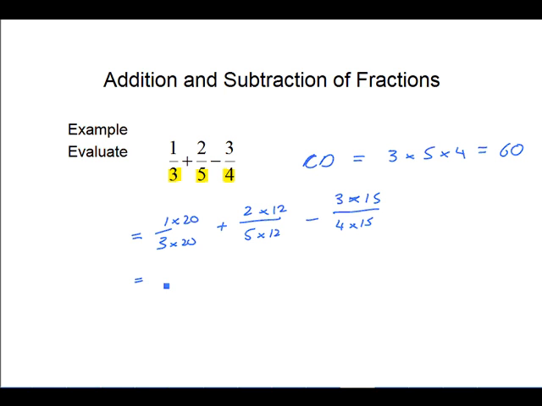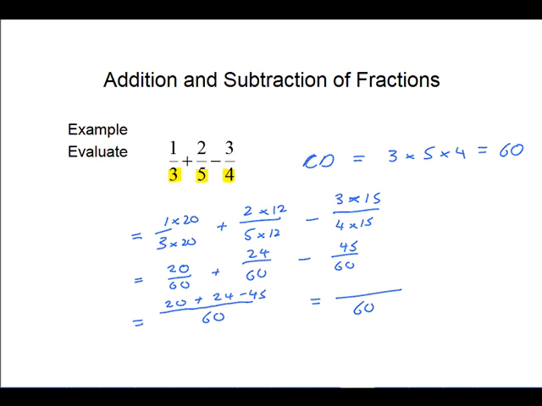So the key is to get everything under the same denominator. You can only add or subtract fractions when they're under the same denominator. It's the only way to do it. Once you've done that, you can combine the numerators together. See how I've written them all under the 60? Then just do it left to right, as we did in the previous section. 20 plus 24 is 44, minus 45. So our answer would be negative 1 over 60.